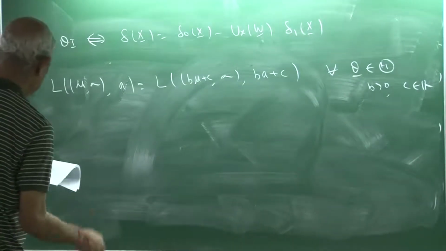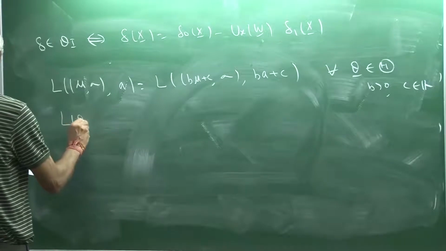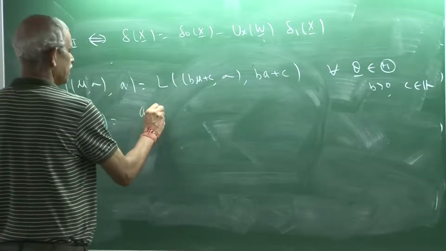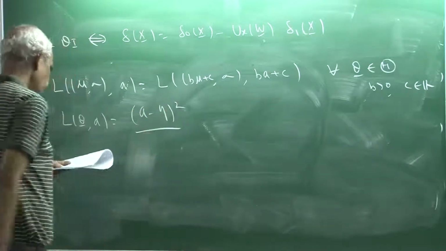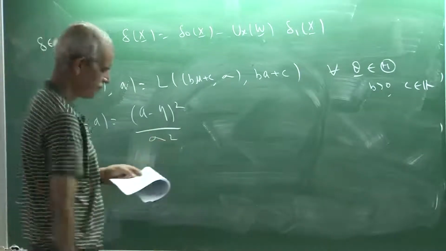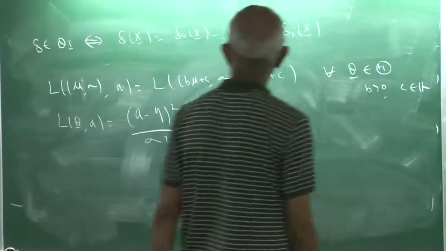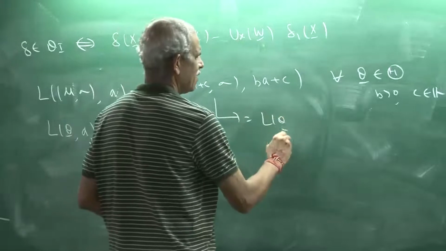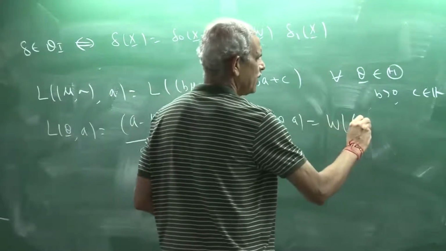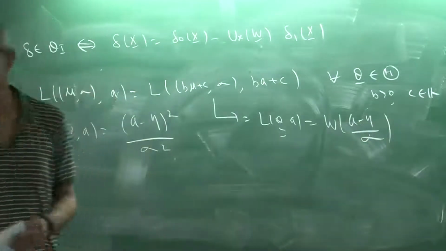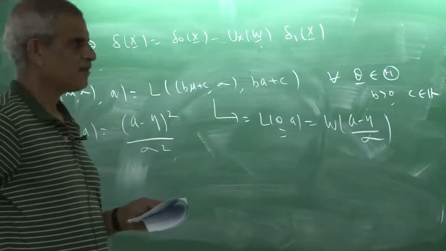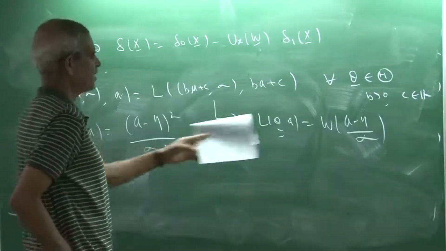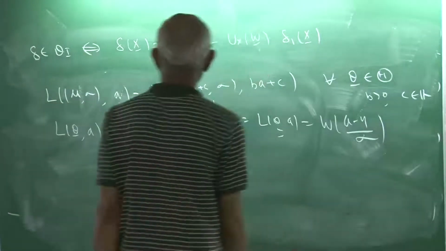So, what does that say? That means L(theta, a) would be nothing but (a minus eta) whole square by sigma square. In fact, this implies that L(theta, a) would be nothing but W of (a minus eta) by sigma. That is what it means. Now, this is of this type with W(t) equal to t square.